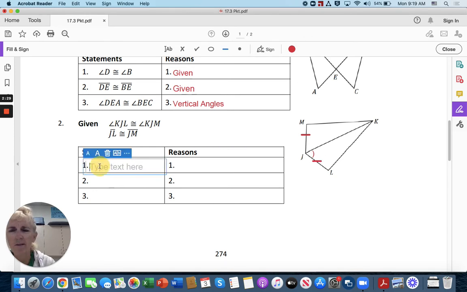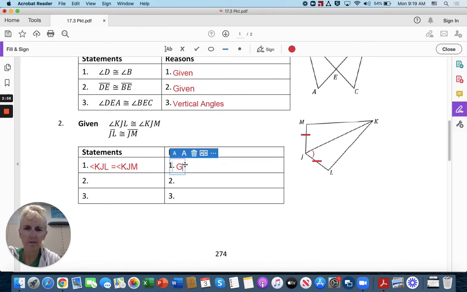So we're going to have to say why. Almost every proof that you ever do, you start off with what is given. So we're going to say that angle KJL is equal, and you'll put congruent on yours, to angle KJM. So that's these angle marks right here, where this one is congruent to this one here. And I should capitalize that to KJM. Reason is because it is given.